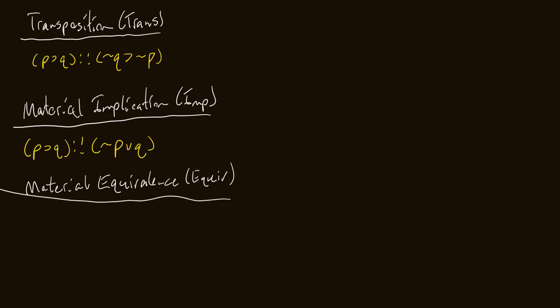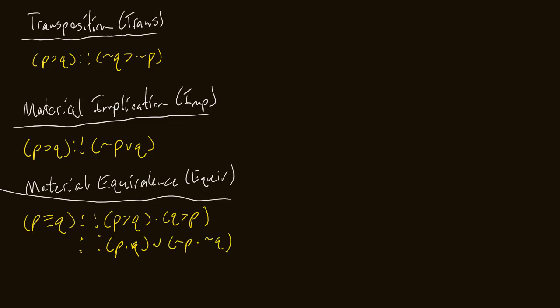This is actually a pretty straightforward one. I think the first two aren't really intuitive, but this one is pretty intuitive. If we have P if and only if Q, that is logically equivalent to P then Q and Q then P. And we've talked about that before. It's also logically equivalent to P and Q, or not P and not Q. And that should make sense, right?